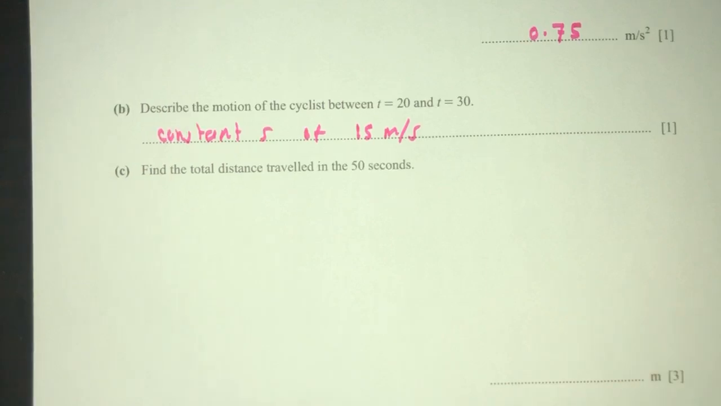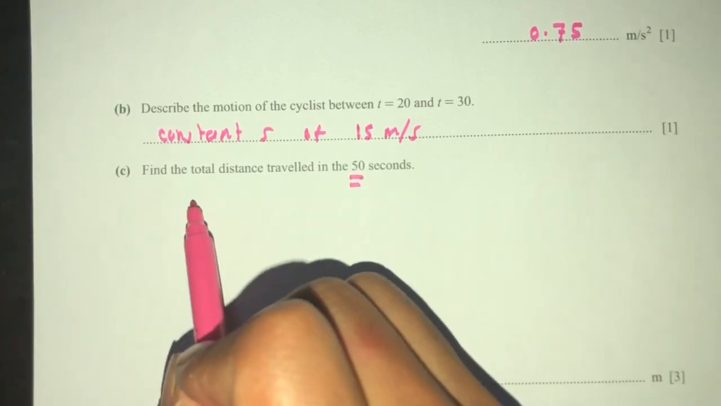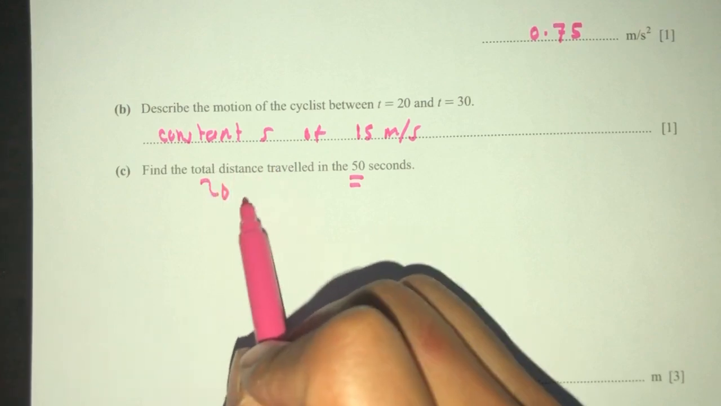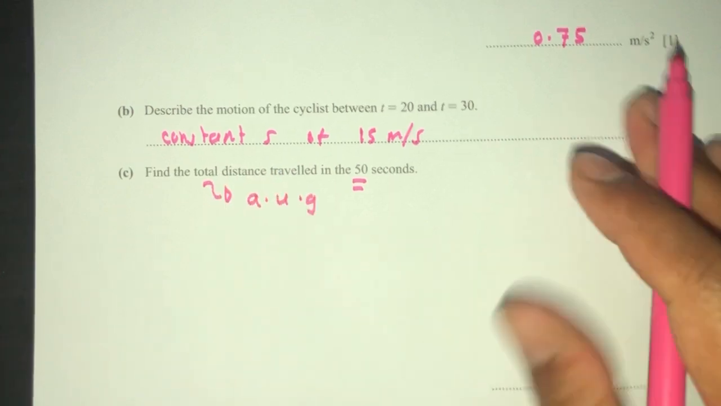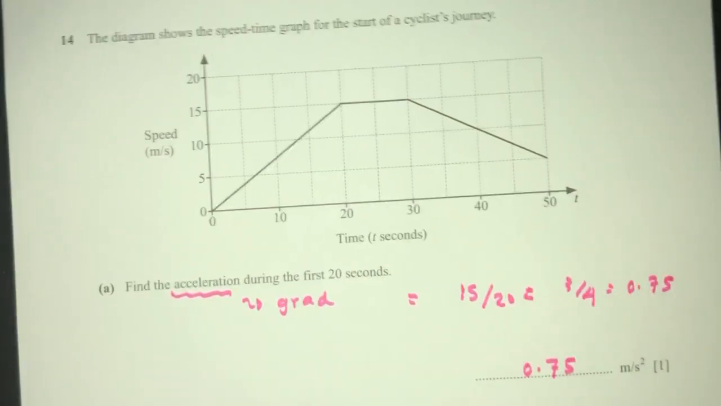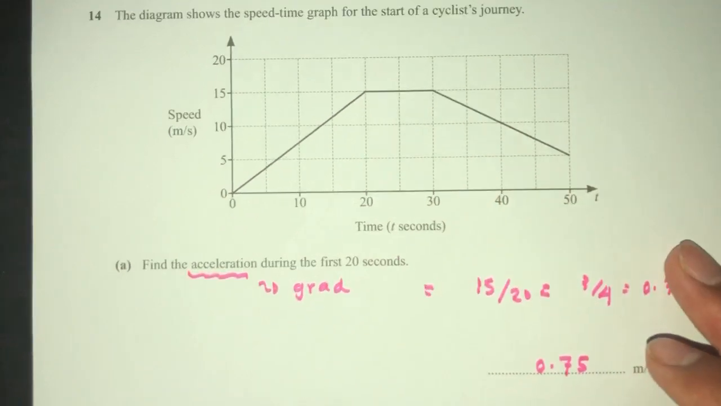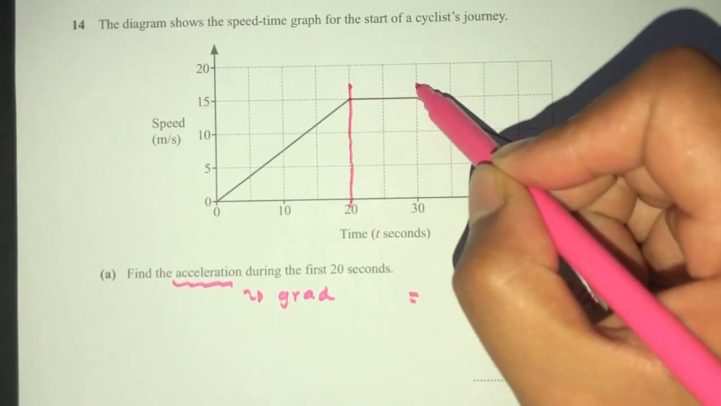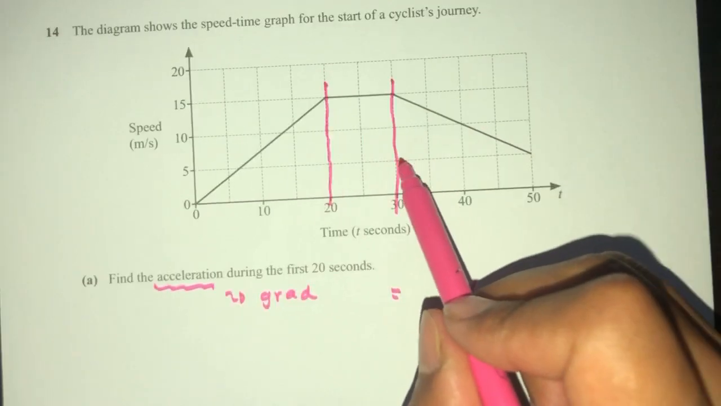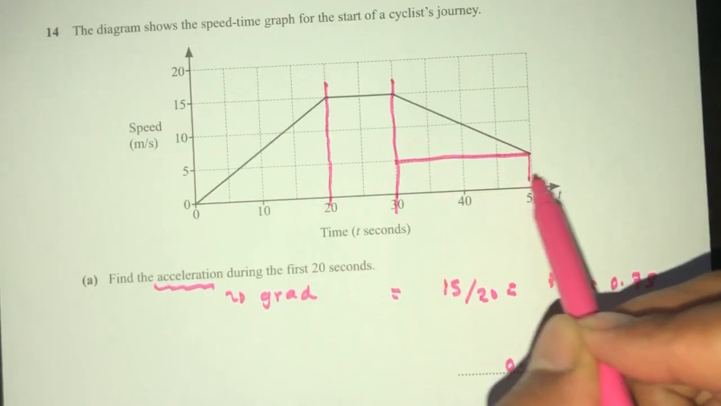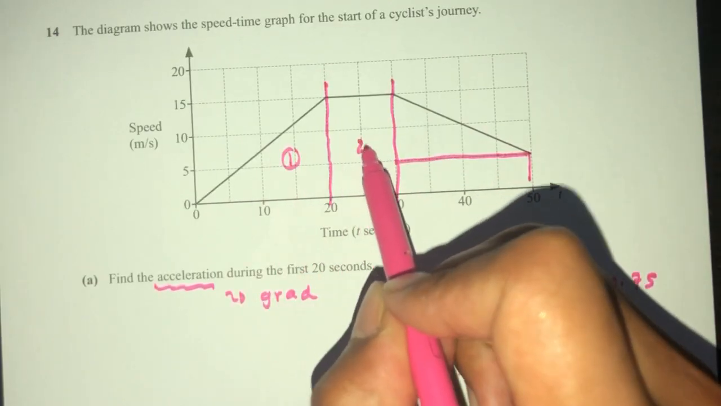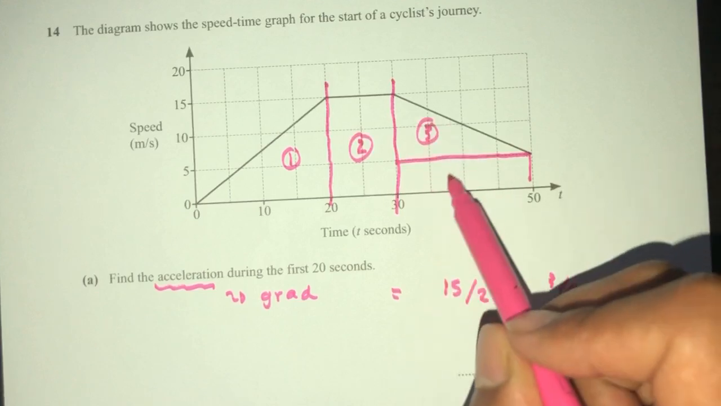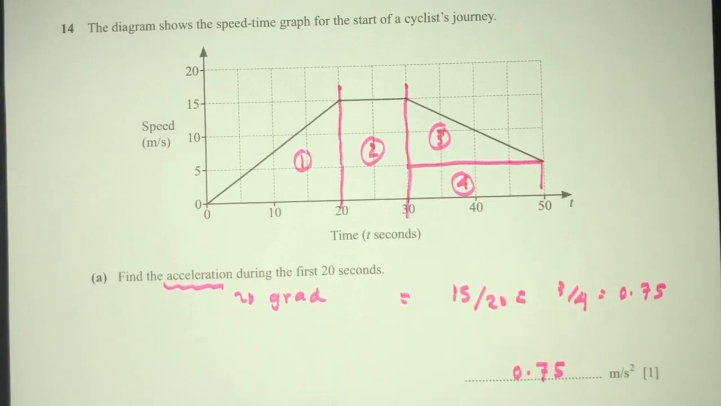Now for part C, we have to find the total distance traveled in the first 50 seconds. You have to understand that in a speed time graph, the total distance traveled is the area under the graph. So we have to find this whole area. Again, you can break this down into pieces to find the area. For example, I can break this down here, here, and here, so it's easy for me. So I have number 1, number 2, number 3, number 4 to find my total distance traveled.